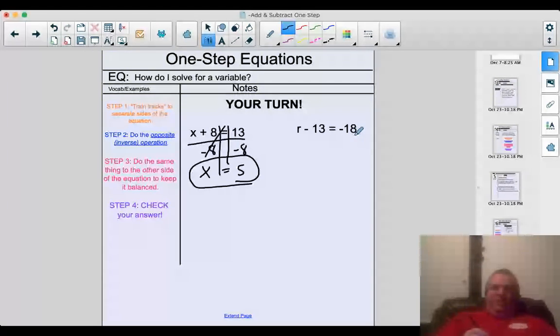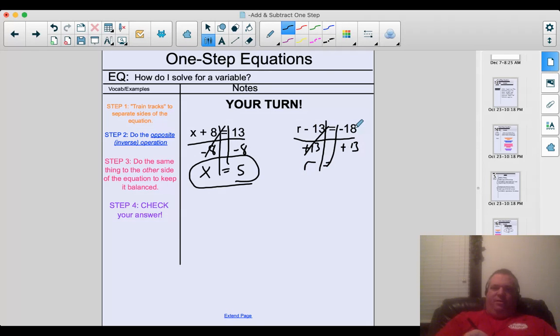Okay. This one with this negative number might have been a little trickier. Again, I'm doing train tracks, step 1. Step 2, do the inverse operation. So I had r minus 13. Okay, subtracted 13 from r. The opposite of subtracting 13 is adding 13. Okay, so that's going to cancel that out. Okay, step 3 says to do it to the other side as well. So both sides are having 13 added, so it should stay balanced. The minus 13 and the plus 13 cancel each other out. And I just have r.